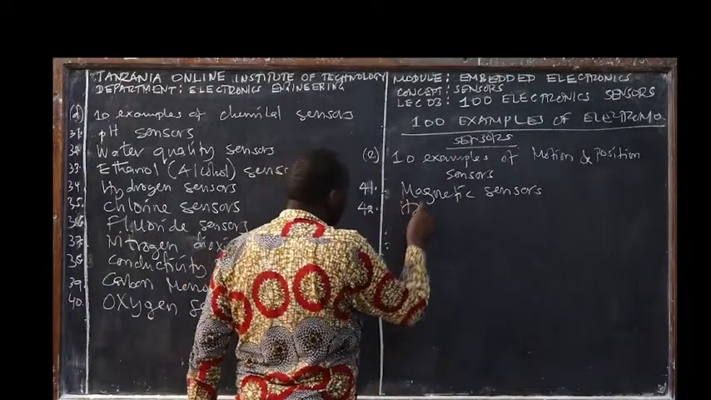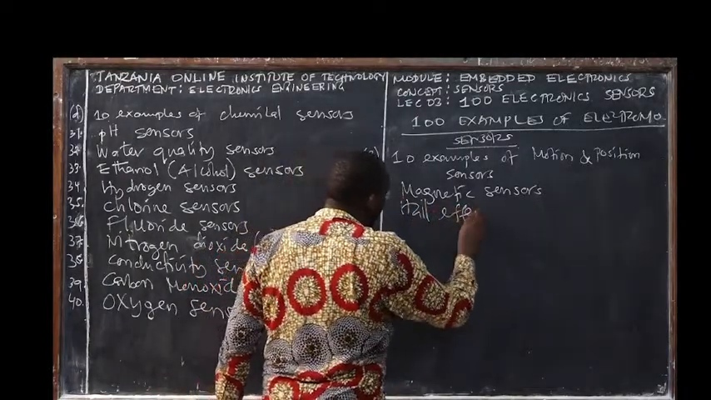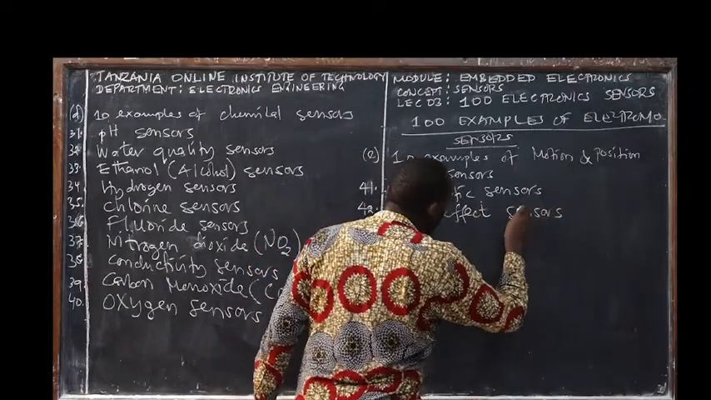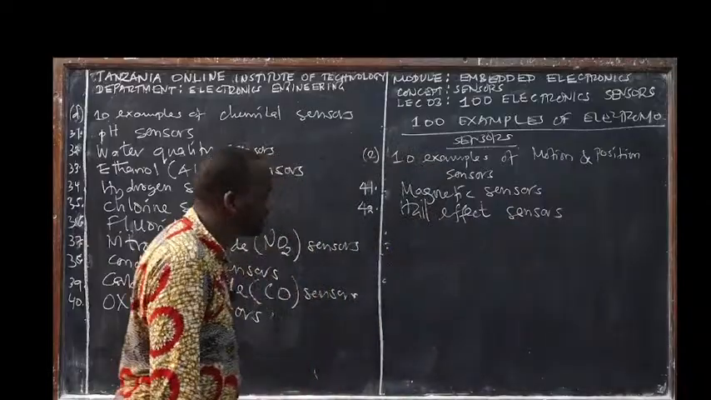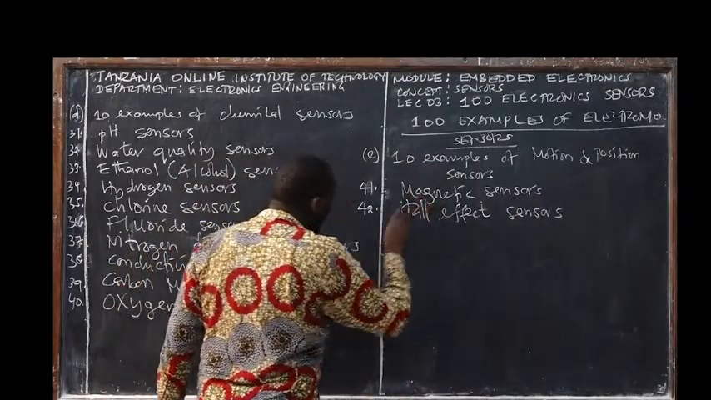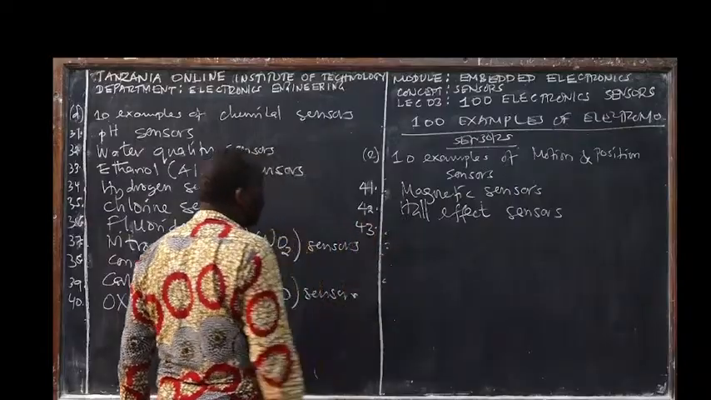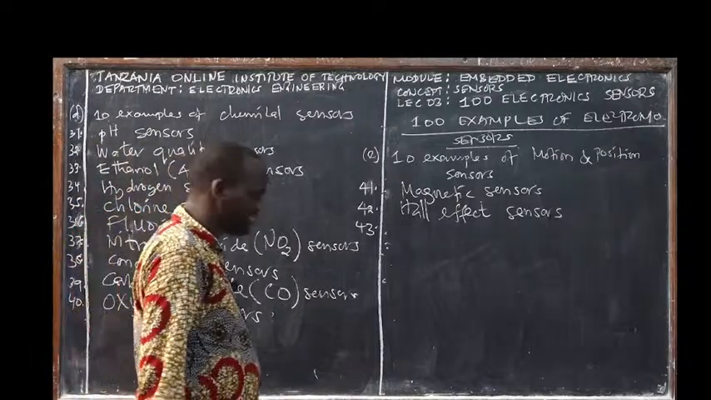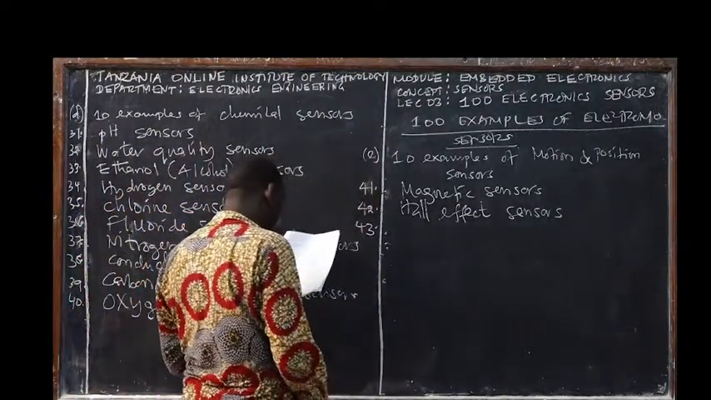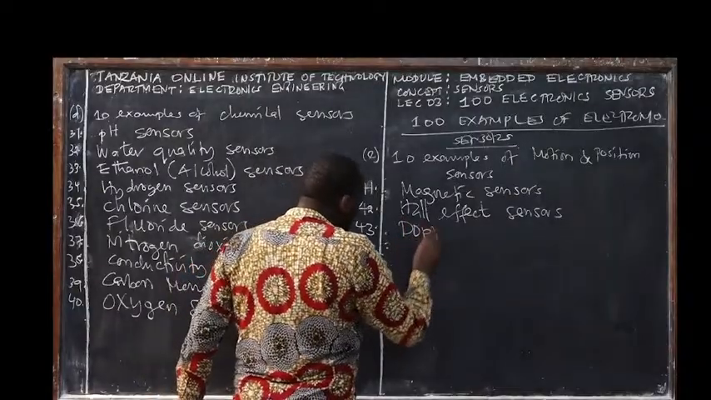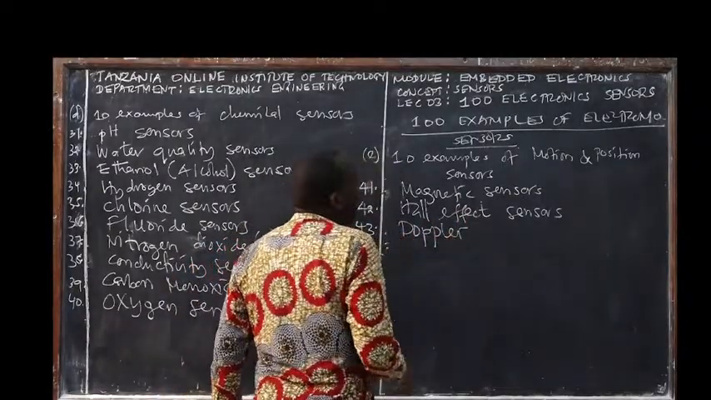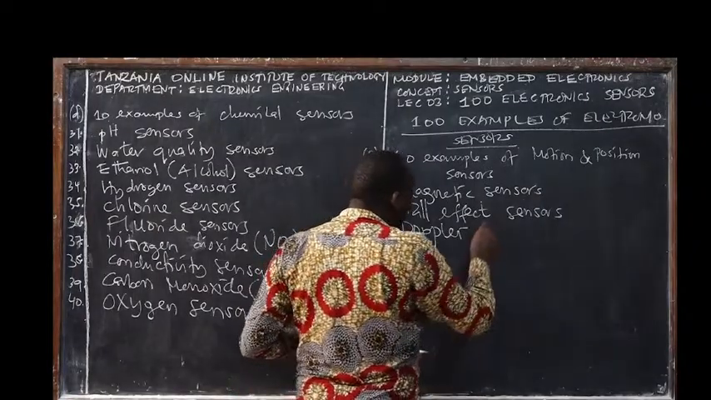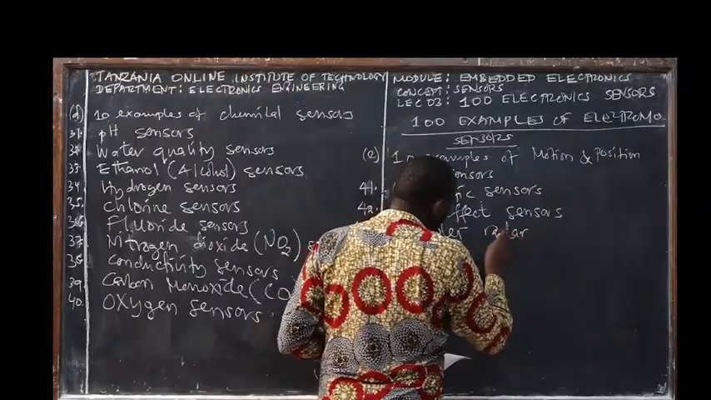Then the next concept that you have learned in electromagnetism is Hall effect sensors. Say Hall effect sensors. Class, say Hall effect sensors. Do you remember the concepts of Hall effect? You don't remember, but did you learn it? Yes. The next example of motion and position sensor is called the Doppler radar sensor.